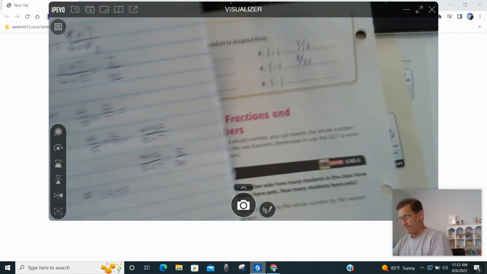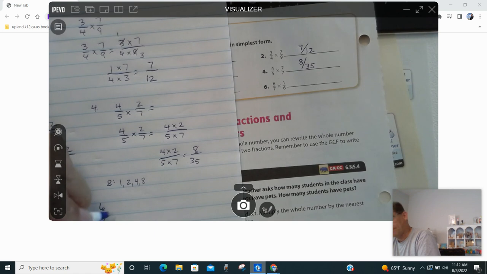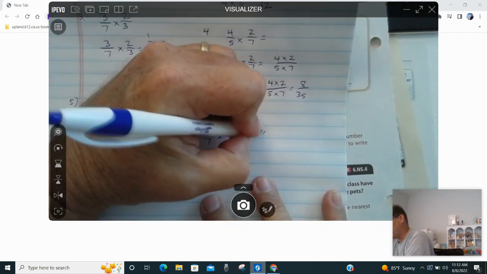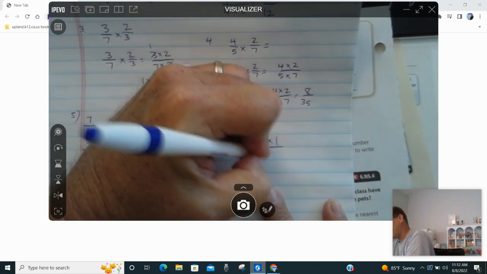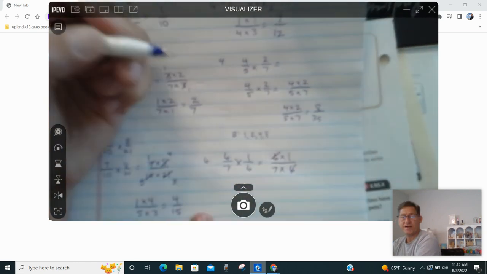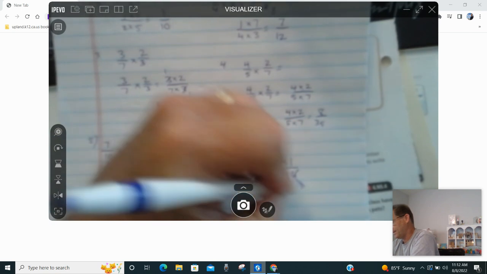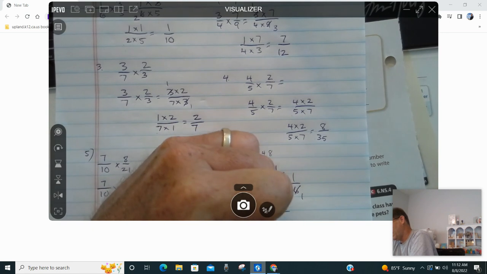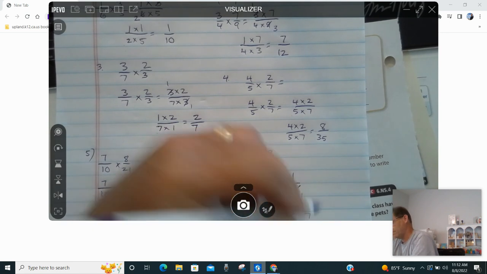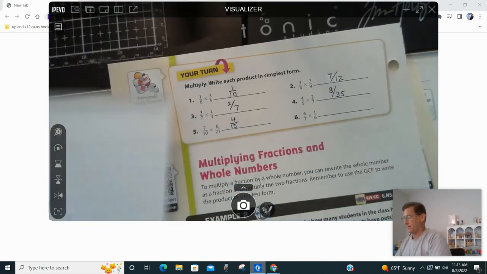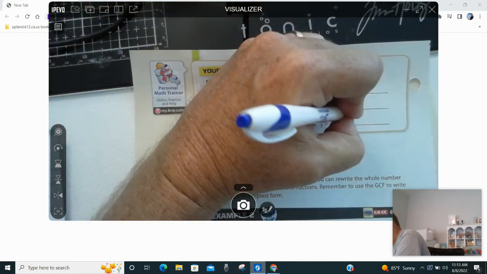And number 6, 6/7 times 1/6. Okay, so as you rewrite that, we're going to put 6 times 1 in the numerator and 7 times 6 in the denominator. What do you notice? You notice that the 6's would be in common. So we're going to divide the numerator by 6 and the denominator by 6. So that leaves us 1 times 1 and 7 times 1. So 1/7. All right, so number 6, 1/7.